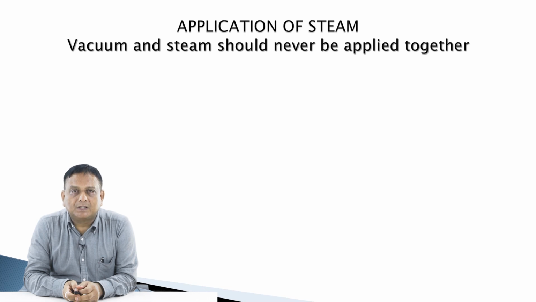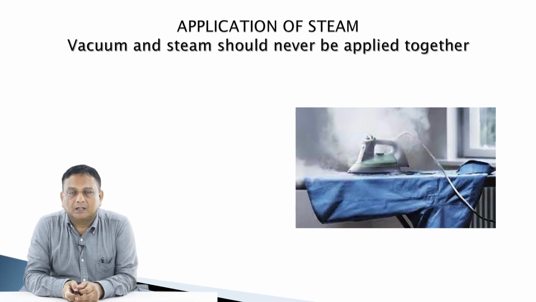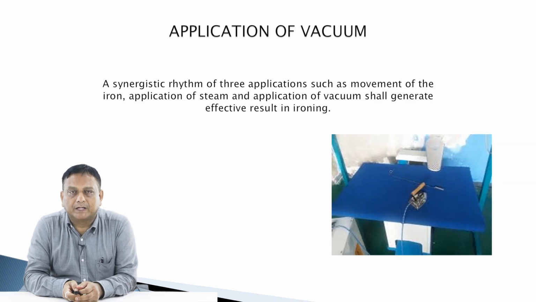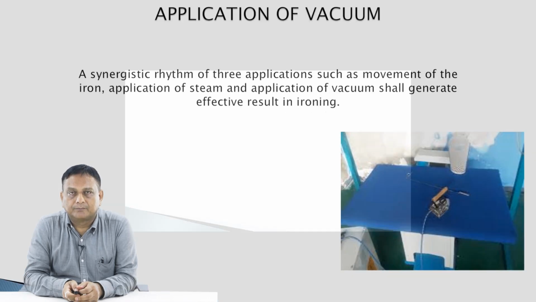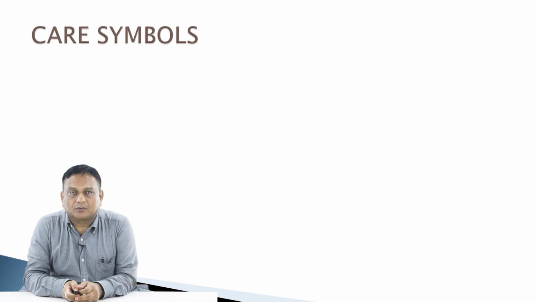Now, when talking about the application of steam, we have to be very careful that vacuum and steam should never be applied together on the garment. We need to take a few precautions, otherwise the energy bill will increase. And application of vacuum means a synergistic rhythm of three applications: movement of the iron, application of steam, and application of vacuum shall generate an effective result in ironing. That's why ironing plays a major role.